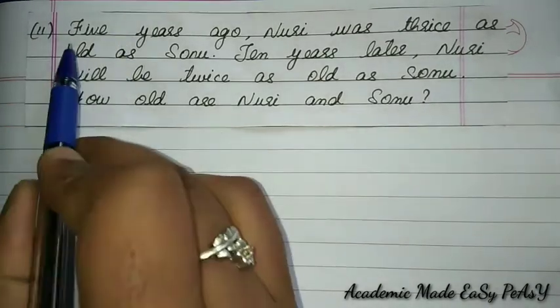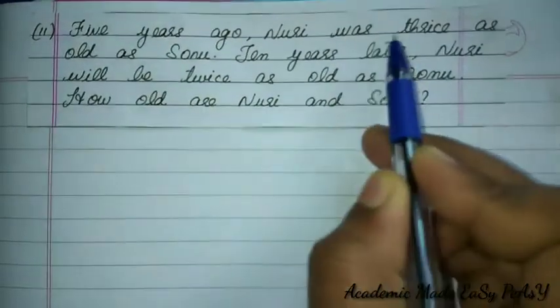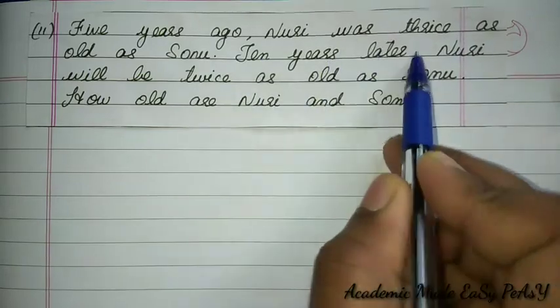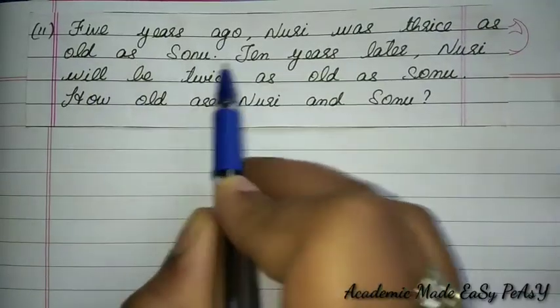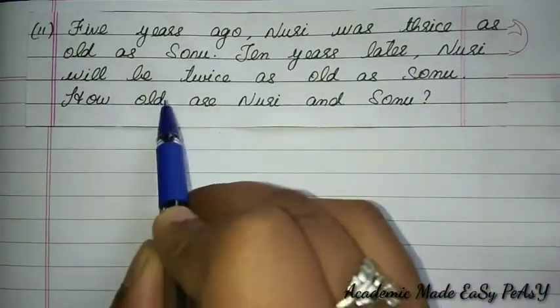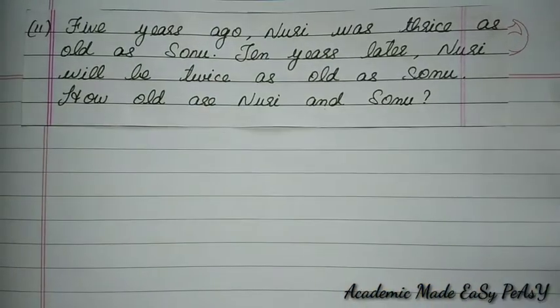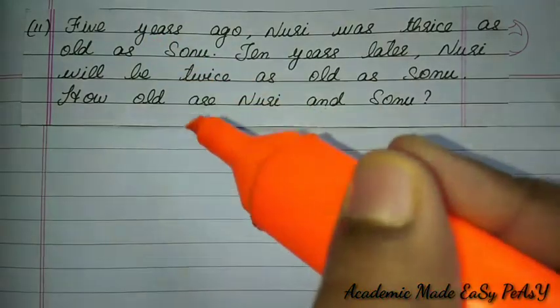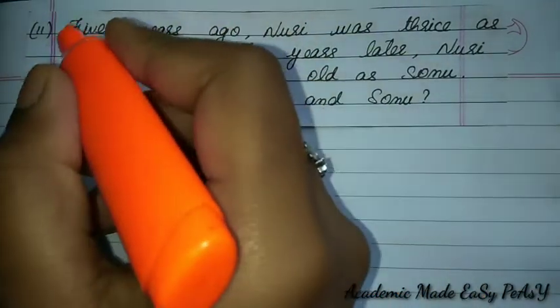Subdivision 2. 5 years ago, Nuri was thrice as old as Sonu. 10 years later, Nuri will be twice as old as Sonu. How old are Nuri and Sonu? So this type of question we have already learned in the last exercise.